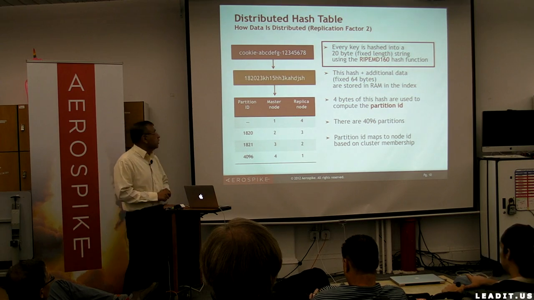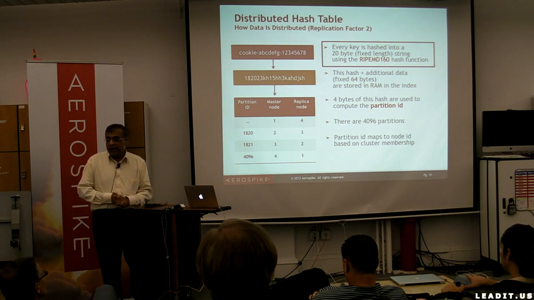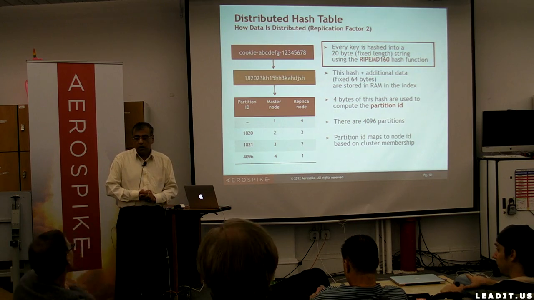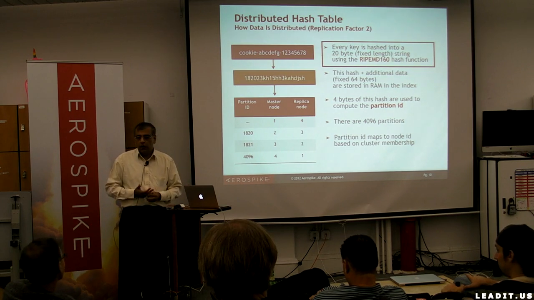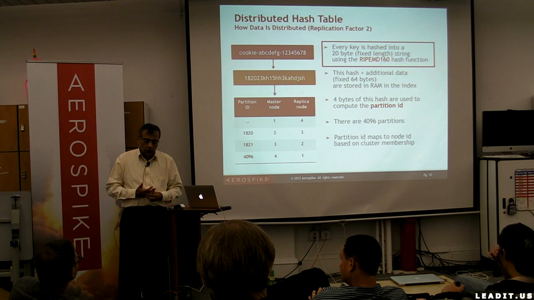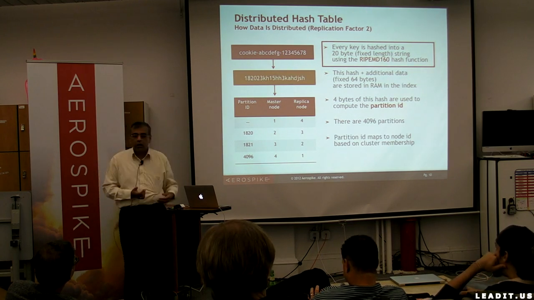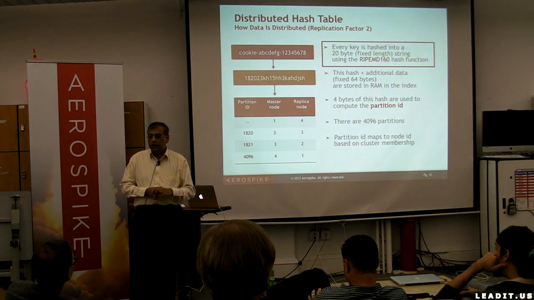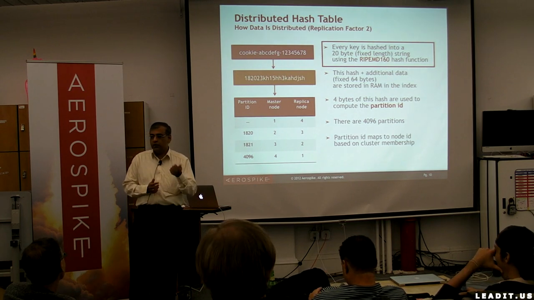We use the RIPE-MD 160 hash function, which is a pretty robust hash function, to create what is called a digest. Given a digest, we partition the key space to about 4K partitions. Which means that given a key, it's pretty much a static way of figuring out what the partition ID is. Now, the hard part is the dynamic part. So now that you have, let's say, a 3-node cluster, where are all these partitions? And how many masters and replicas do you have?